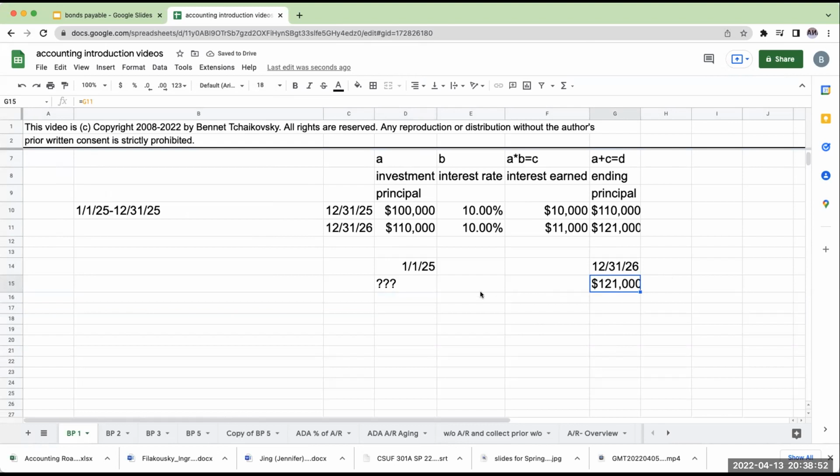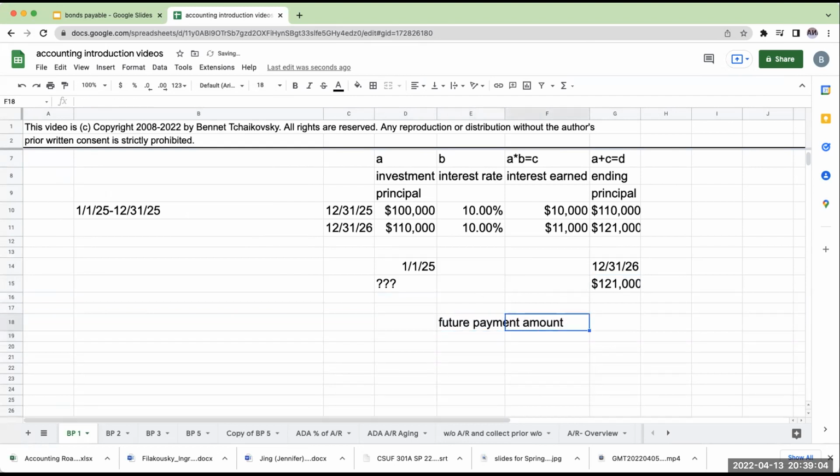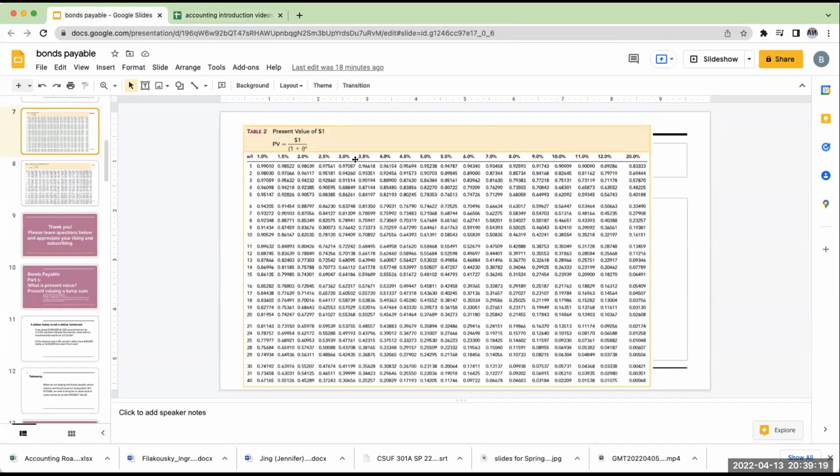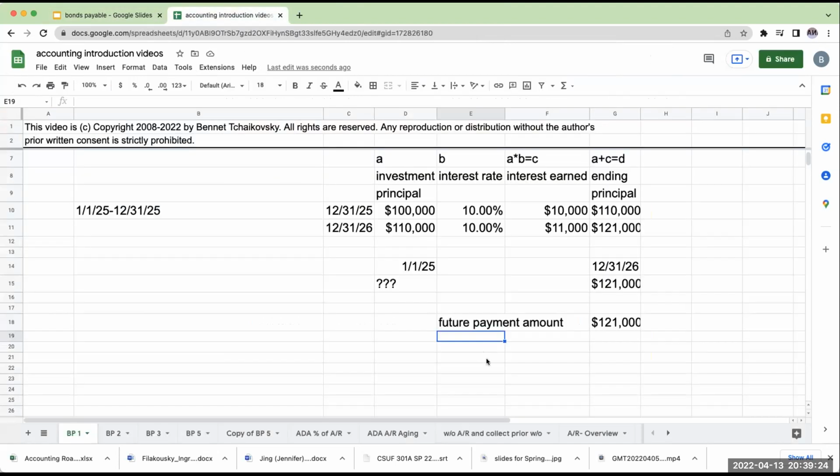And this is so important for bonds because when we're dealing with bonds, we're going to be dealing with future payments that we're going to have to bring back to today's dollars in accounting. So my future payment amount is 121,000. Because this is a lump sum payment, a one-time payment, I need to bring this back to today. So for a lump sum payment, I'm going to use the present value of a dollar table right over here.